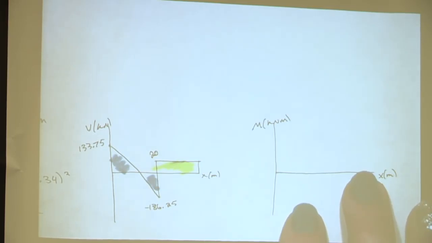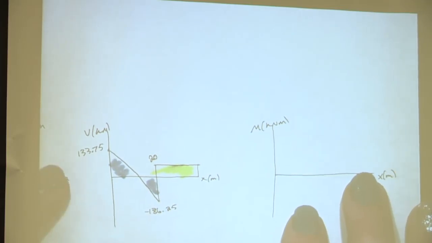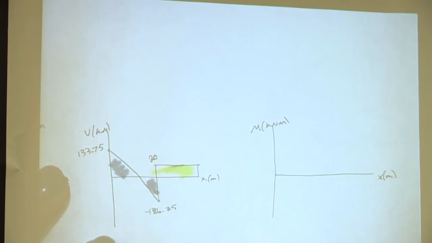Negative 210 kilograms per meter at 8. Okay, awesome. And what shape should it be? Parabolic. Awesome, parabolic. How do we know it's parabolic? The equation was second degree.